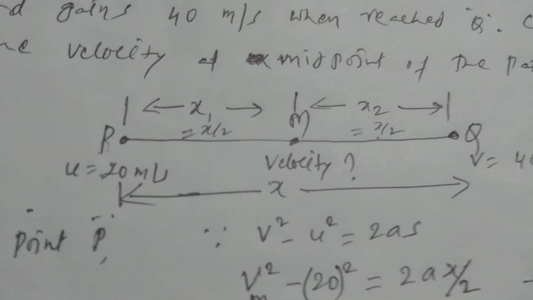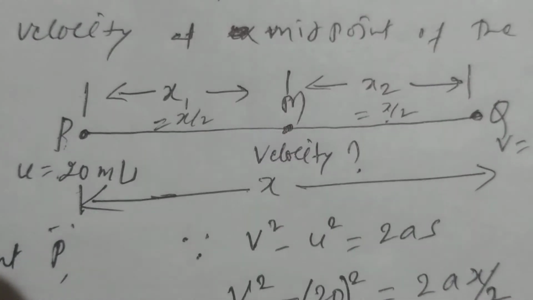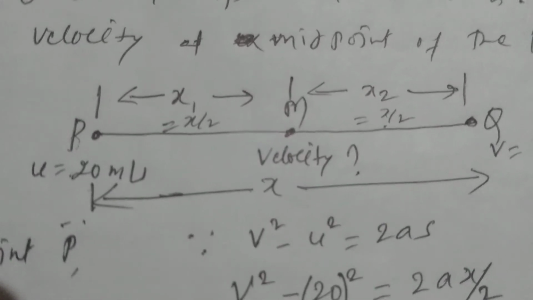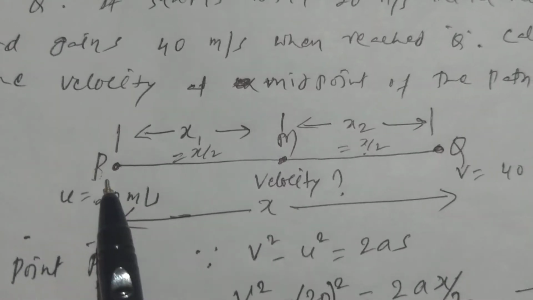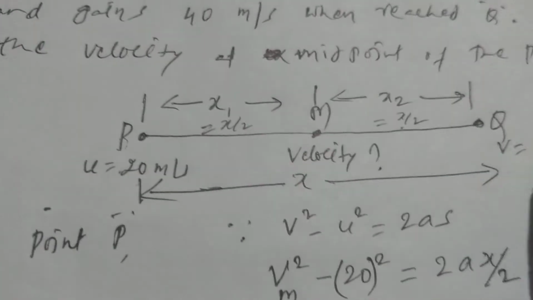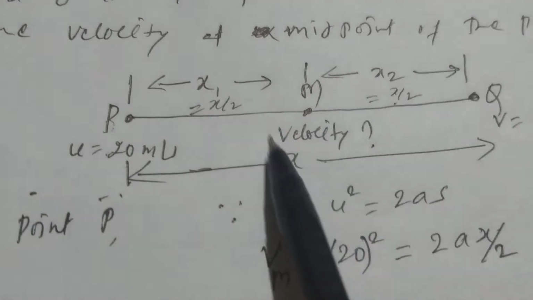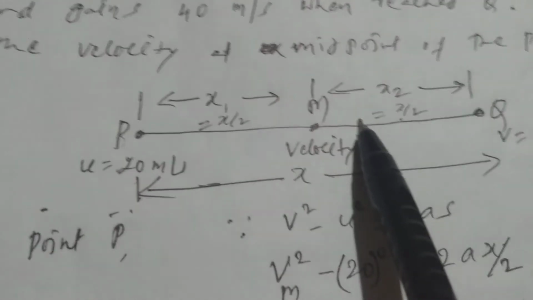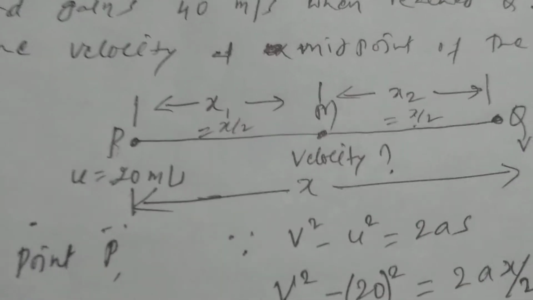To solve the problem, students having a background of biology generally feel difficulty in solving such problems, but you have to draw a diagram. So let us take point P, point Q, initial velocity u, final velocity v, and midpoint M, exactly in the middle. Let us suppose the total distance is x. From P to the midpoint is x1, and from the midpoint to Q is x2, and each is half of the total distance.